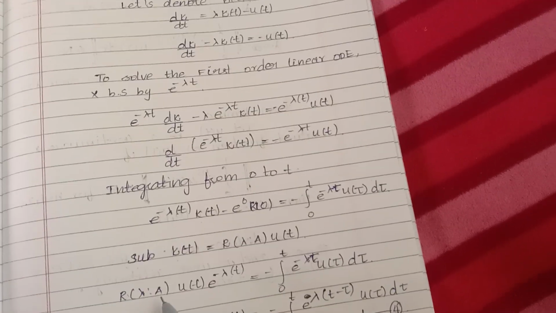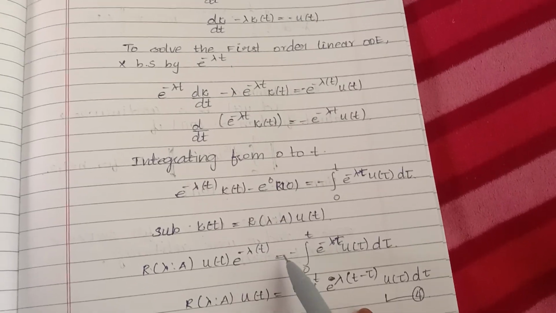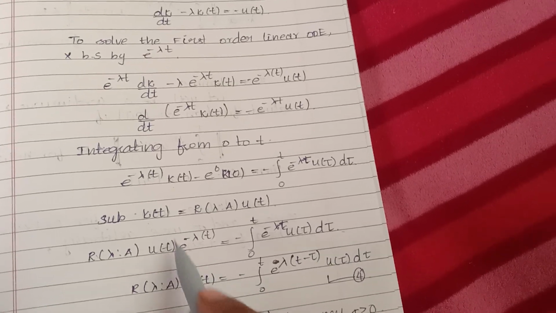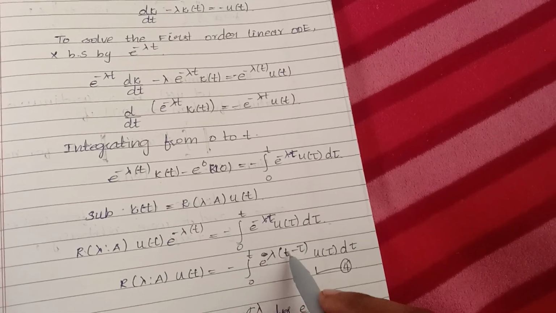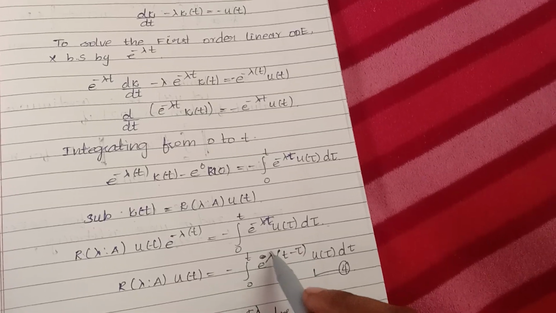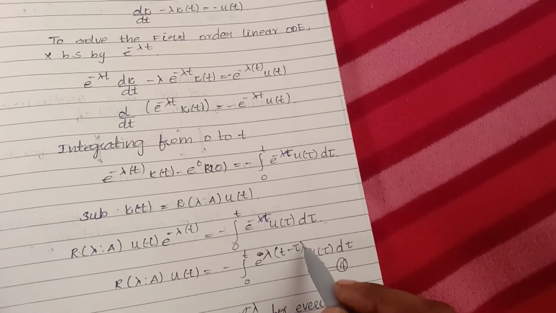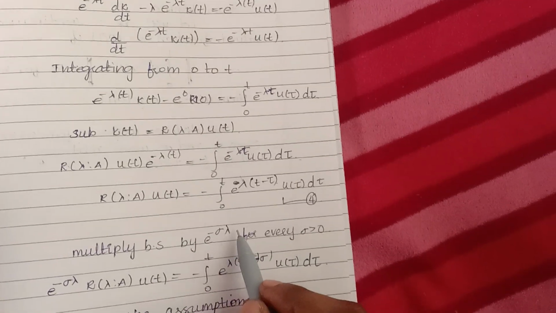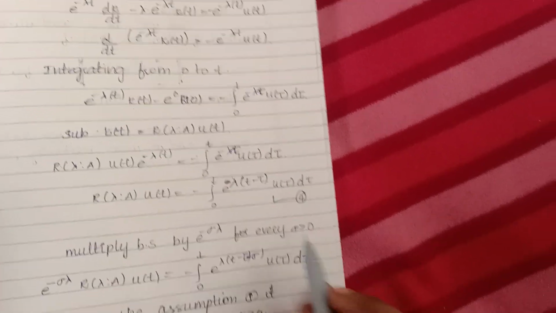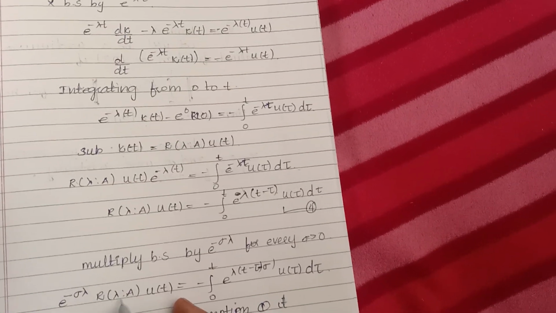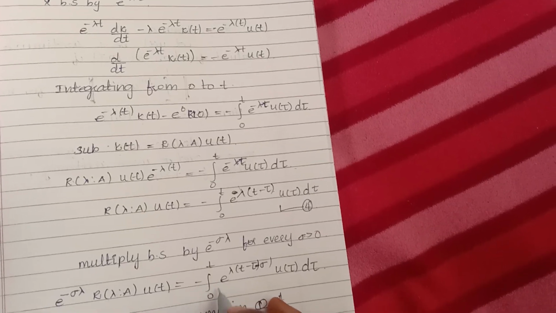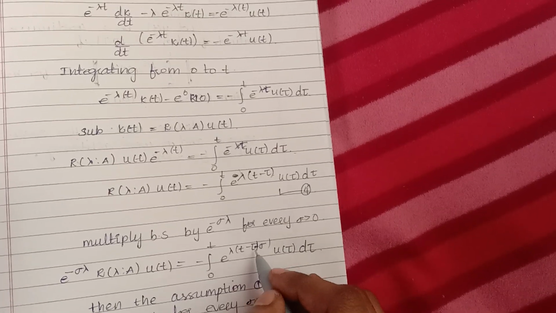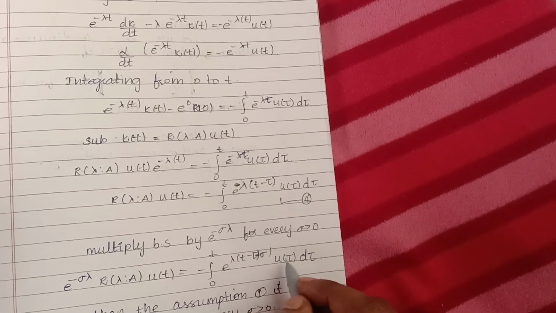So if we substitute, we get R(λ, A)u(t)e^(−λt) = −∫ from 0 to t of e^(−λτ)u(τ)dτ. Moving this to the other side and taking λ as common, we get the integral of e^(λ(t−τ))u(τ). Multiply both sides by e^(−σλ) for every σ greater than 0. So e^(−σλ)R(λ, A)u(t) = −∫ from 0 to t of e^(λ(t−τ−σ))u(τ)dτ.